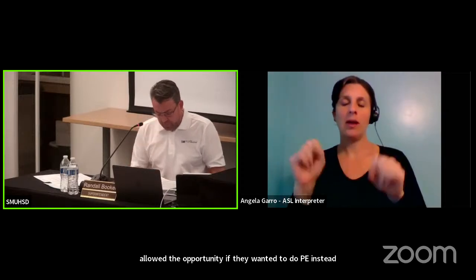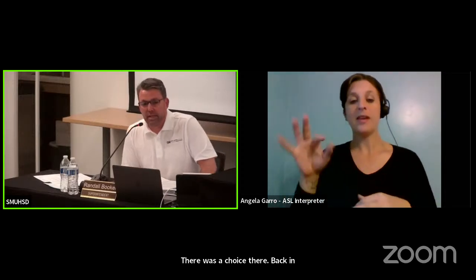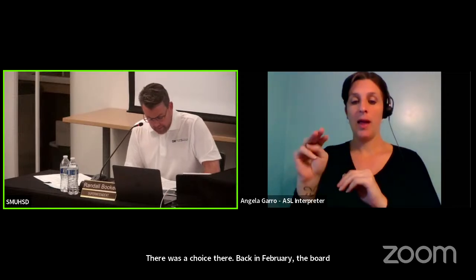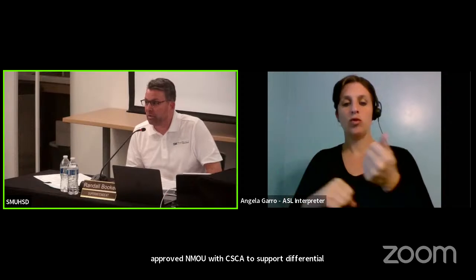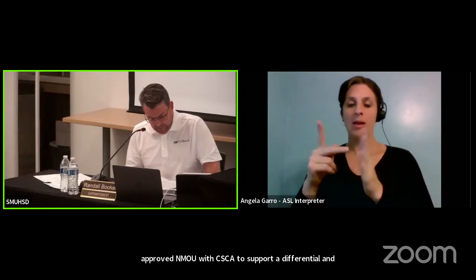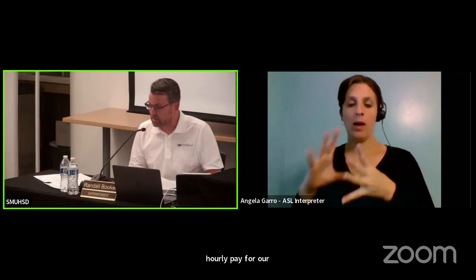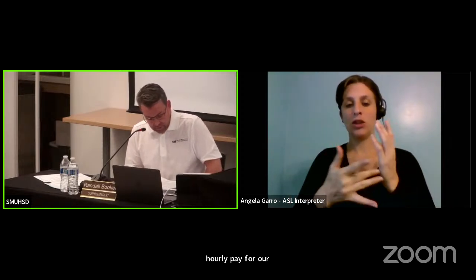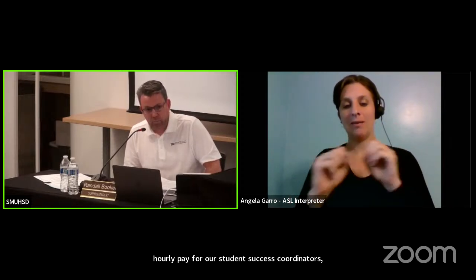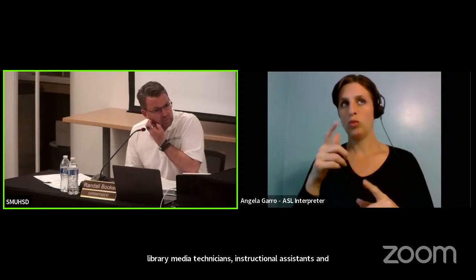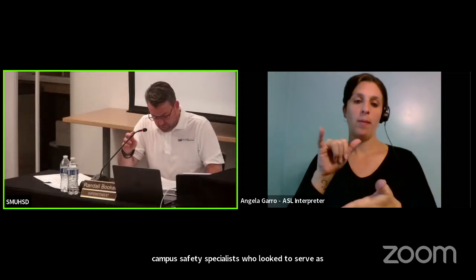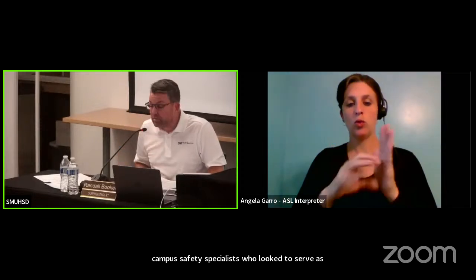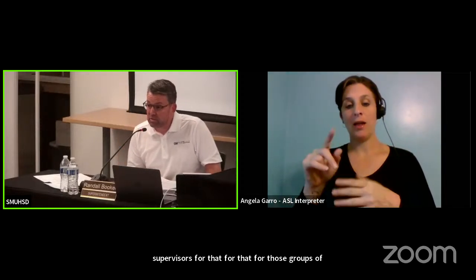Back in February, the board approved an MOU with CSCA to support a differential and hourly pay for our student success coordinators, library media technicians, instructional assistants, and campus safety specialists who looked to serve as supervisors for those groups of student athletes. That term of the MOU, though, is just for this school year.